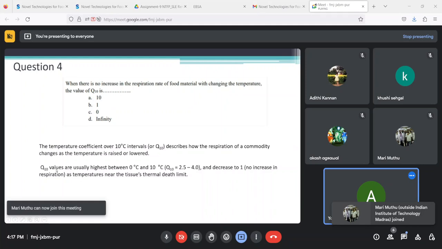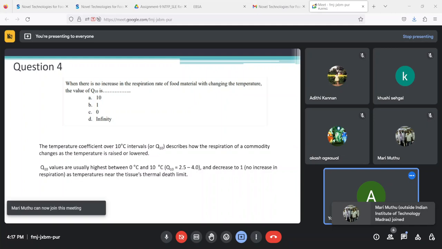Generally we find that the Q10 values are highest between 0 degrees Celsius and 10 degrees Celsius. For a food product you generally get around 2.5 to 4, and then slowly they decrease to 1, when there is no change in the respiration rate and you are reaching a limit to which the tissue can handle. Let's say after 50 degrees the tissue cannot handle. It will start undergoing thermal death. So in that range, your respiration rate will not drastically change and your Q10 value will be equal to 1 when you are approaching the death limit of the tissue.